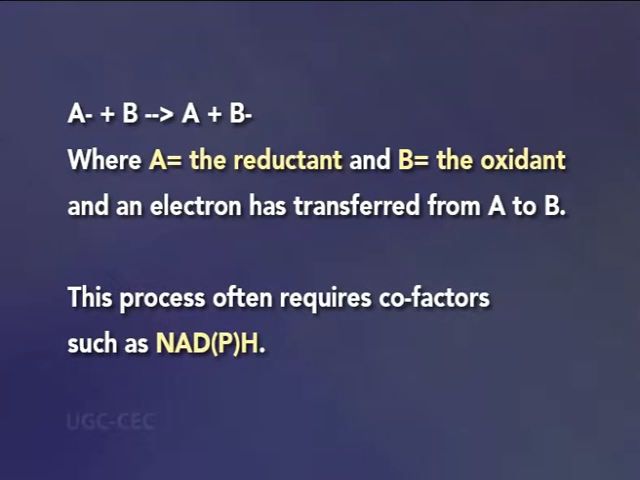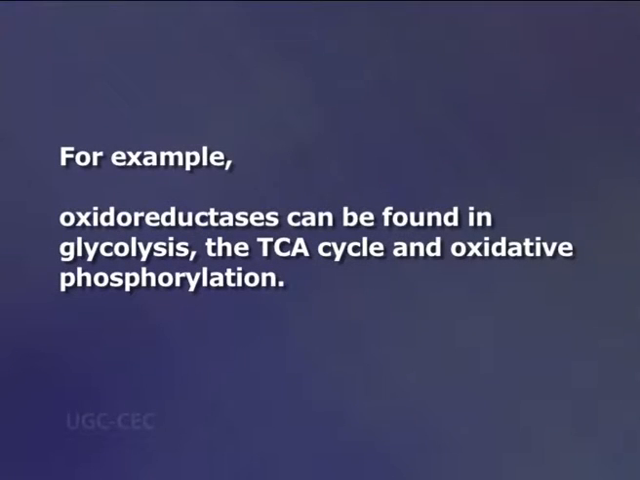This process often requires cofactors such as NADPH. They are very important enzymes which are vital for many metabolic processes, particularly in aerobic and anaerobic respiration. For example, oxidoreductases can be found in glycolysis, the TCA cycle and oxidative phosphorylation.